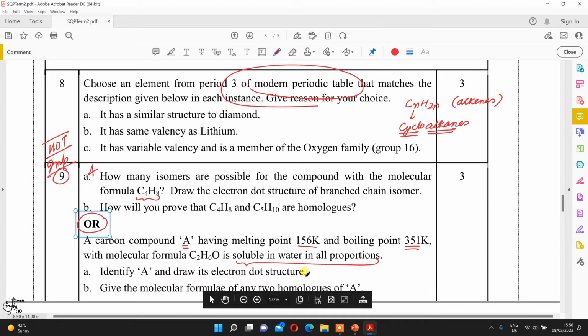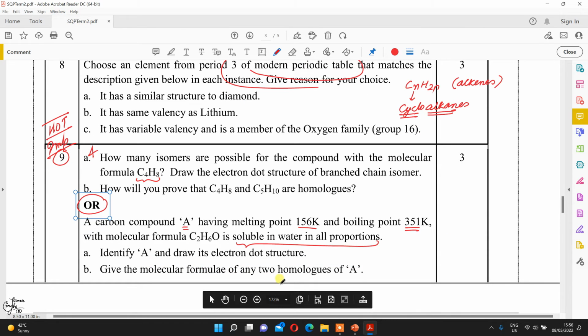Identify A and draw its electron dot structure. Also, give the molecular formula of any two homologues of A. Now, this is a hot question. Many students might think this is out of syllabus. No, my dear student. These data are given wherever they talked about the melting and boiling point of covalent compounds.